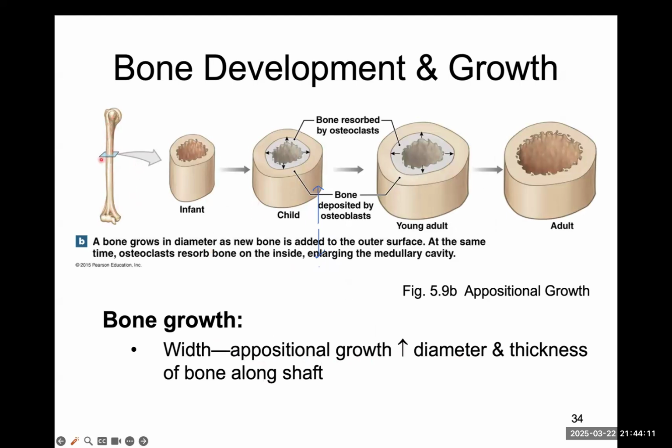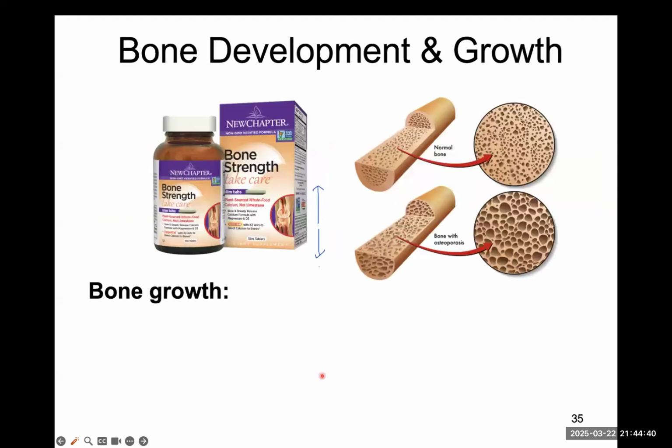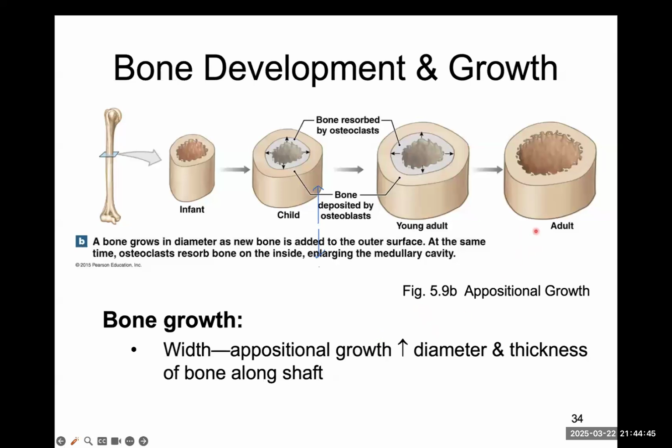So that's what's happening here. We have a bone, and you take a cross section. This is infant, child, young adult, and adult. You're going to notice as the bone gets longer, as the person grows, the medullary cavity also gets wider, and that's done by the osteoclast cells. They're going to reabsorb the bone, and that's how the medullary cavity is going to get wider. So that's called appositional growth. It grows in diameter and thickness of the bone along the shaft. So the inside is getting eaten away to make space.